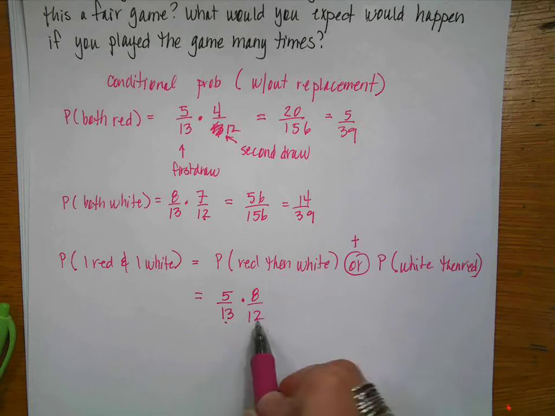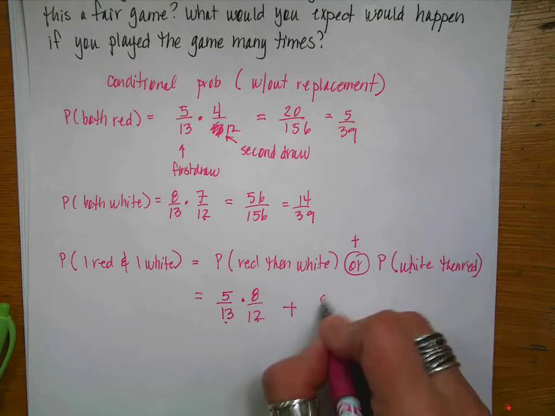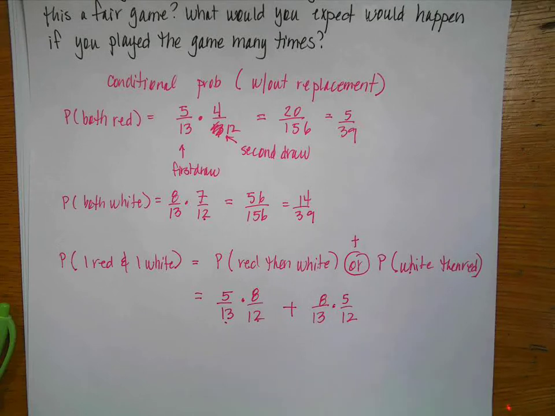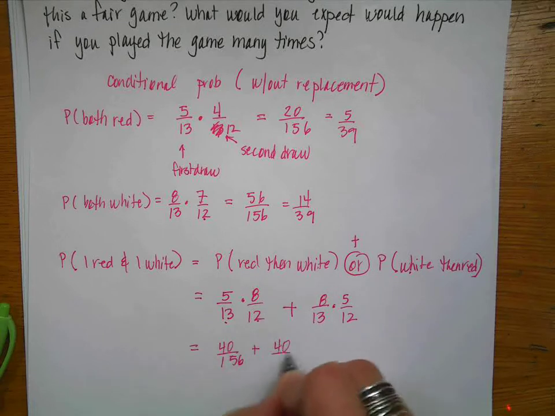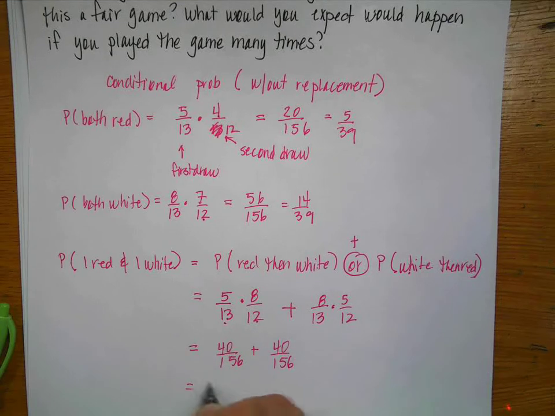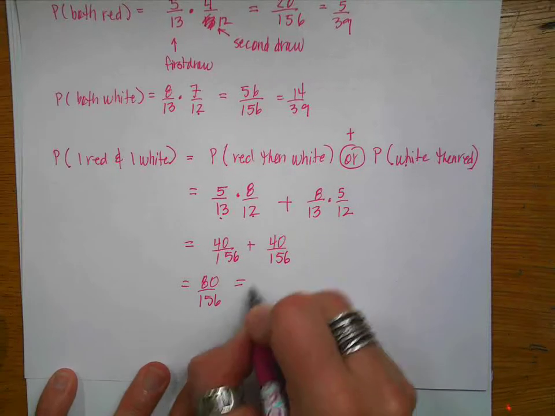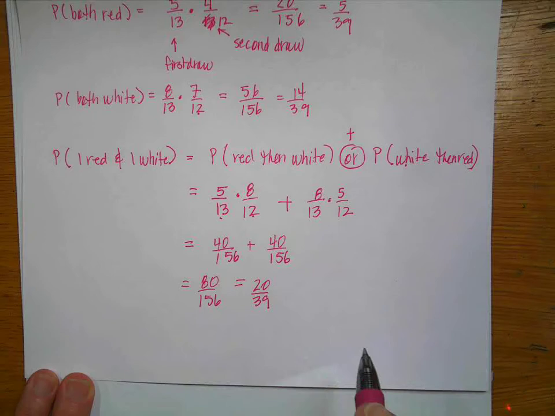So this is the probability of getting a red and then a white, and then I'm going to add it to the probability of getting a white and then a red, which is 5 out of 12. Okay, so then if I simplify that, I get 40 over 156, and then 40 over 156. That's 80 over 156, which is going to reduce to 20 out of 39.